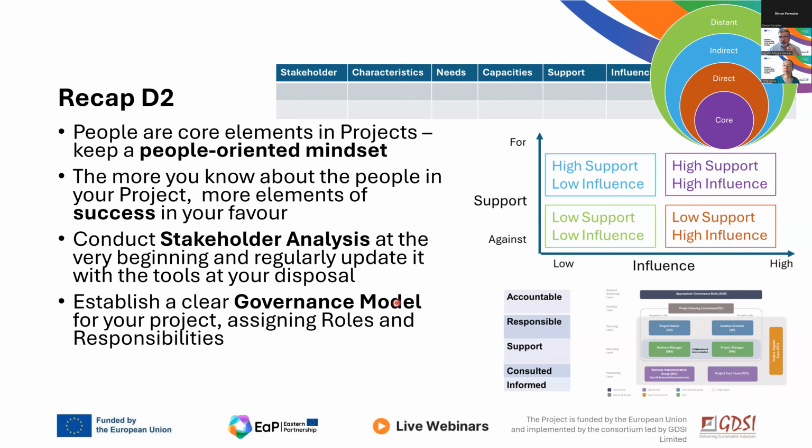And we also saw about the need to have clear governance models inside the project, so that we differentiate who is accountable, who's responsible, who provides support, who is more in a strategic planning role, and who's more in an operational performing role. So we saw all those elements of the people dimension.